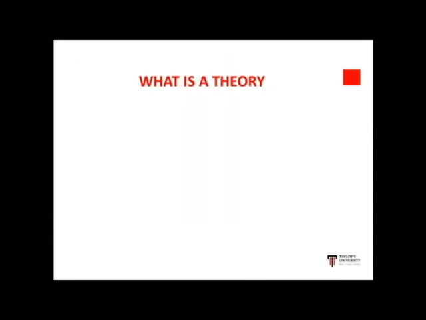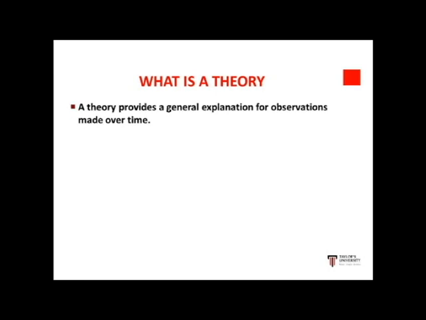Right, before we go into the four theories that we are going to discuss later, let's see what a theory is. A theory provides a general explanation for observations made over time. Now, researchers, psychologists, for example, have come up with hypotheses based on observations done over a certain period of time. Now, this hypothesis, over the years, accepted by those who have read it and discussed it, becomes a theory.